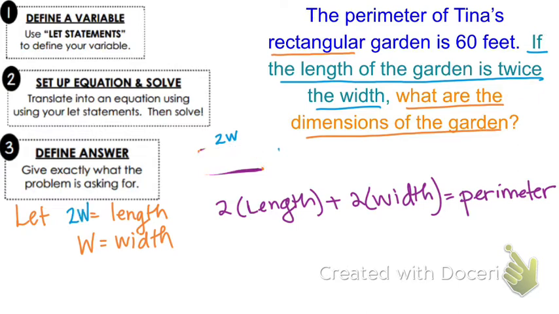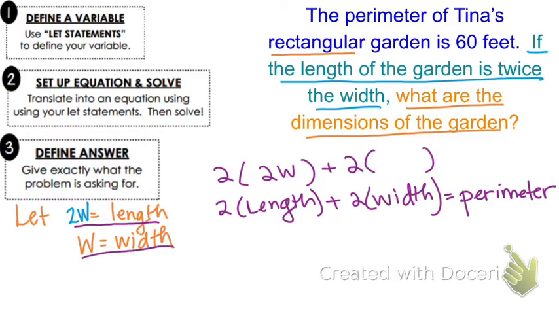Now let's start substituting in what we know into this structure. So this is saying 2 times the length, and remember, the length is 2W, plus 2 times the width. The width is W, equals the perimeter. If we look back up to the problem, we see the perimeter is 60. So that is our equation. Now I'm going to pause it and solve it real quick, and we can talk about what the answer is.